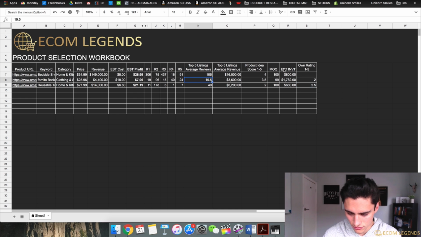And the bedside shelf, which of course you might be able to see, is my favorite. The estimated investment in this one is $800, which is not much at all. In terms of the top 5 listings, average revenue is 16,000, guys. That's massive. Well, it's not massive, but there is a lot of money in there. You'll be able to place your product there easily and be making a big chunk of the revenue. You know what I mean?